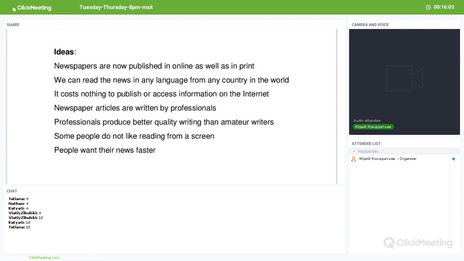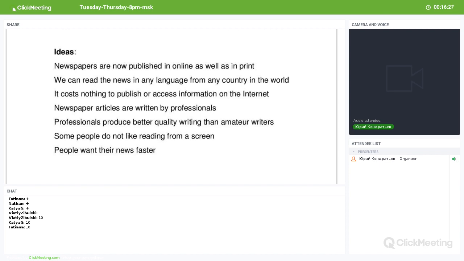You can mention that. So newspapers will not disappear, but instead they will just change their form. There are so many different creative ways in which they can transform and still remain newspapers. We can read the news in any language from any country in the world, and that's an advantage of online media. It costs nothing to publish or access information on the internet, so basically a teenager can do that.